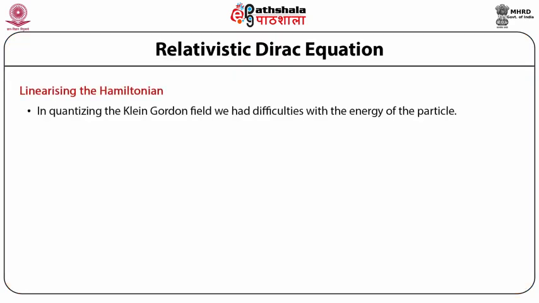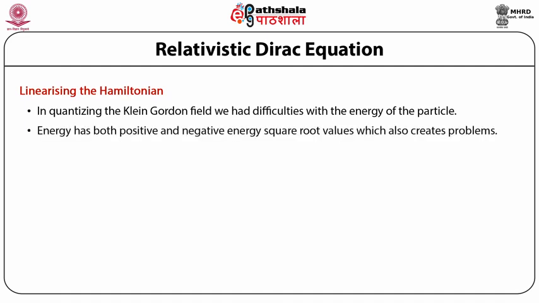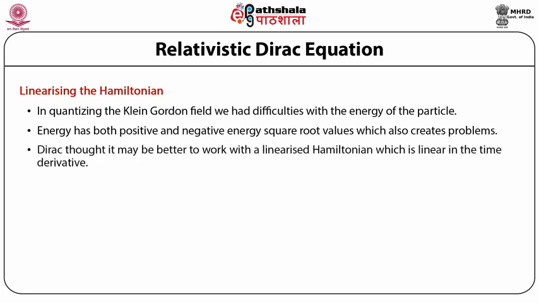In quantizing the Klein-Gordon field, we had difficulties with the energy of the particle. As the expression has the square of energy, it gets represented by a second-order time derivative. Energy has both positive and negative square root values, which also create problems. Dirac thought it may be better to work with a linearized Hamiltonian, which is linear in the time derivative, like the Schrödinger equation is.